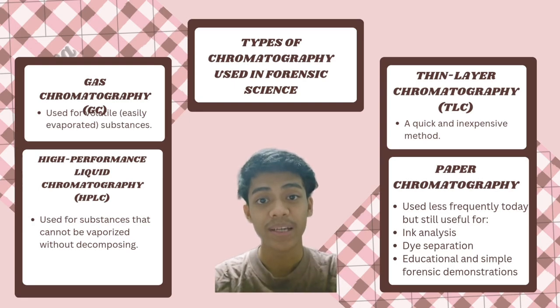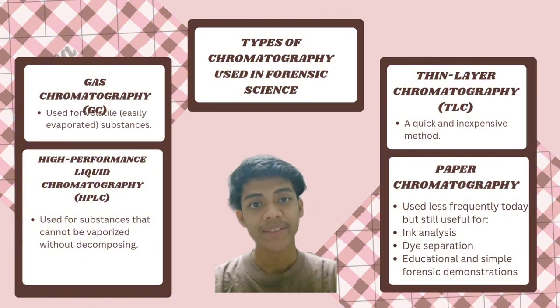The most commonly used type is gas chromatography or GC. It is used to analyze volatile compounds, which are substances that evaporate easily. GC is commonly used to detect drugs, alcohol in blood, explosives, and residues from arson cases. For better accuracy, GC is often combined with mass spectrometry, known as GCMS, to identify chemicals more precisely.